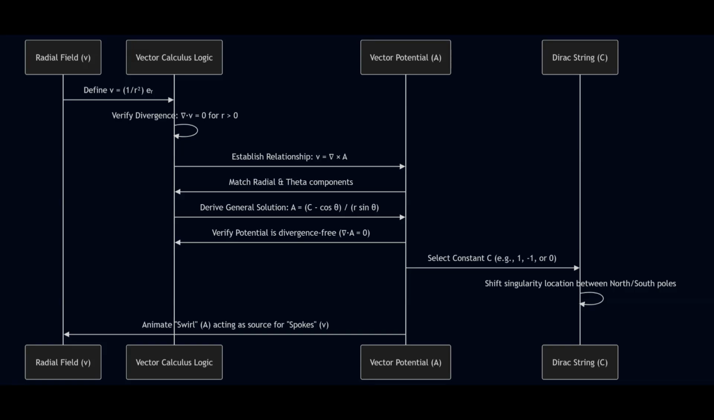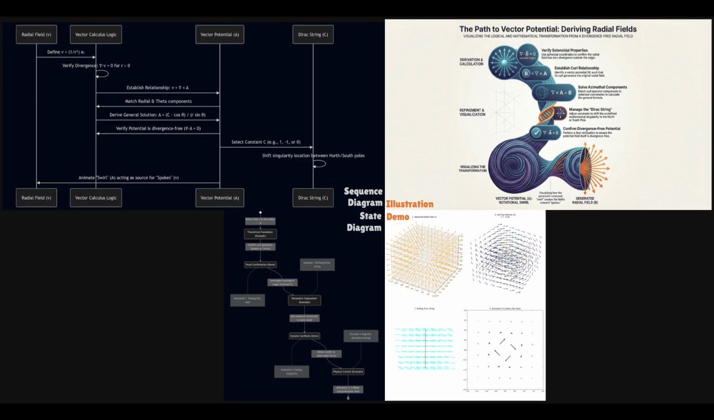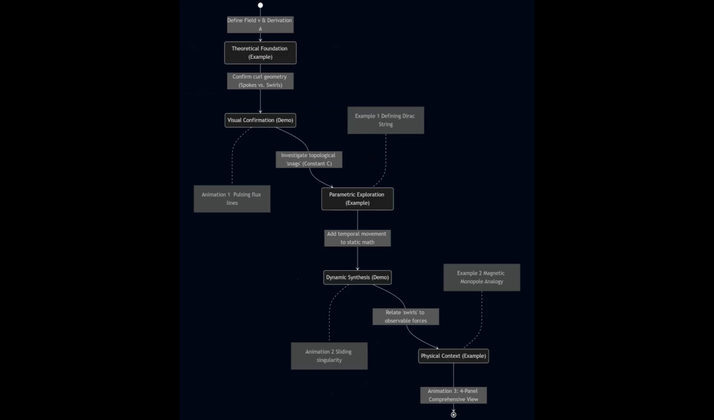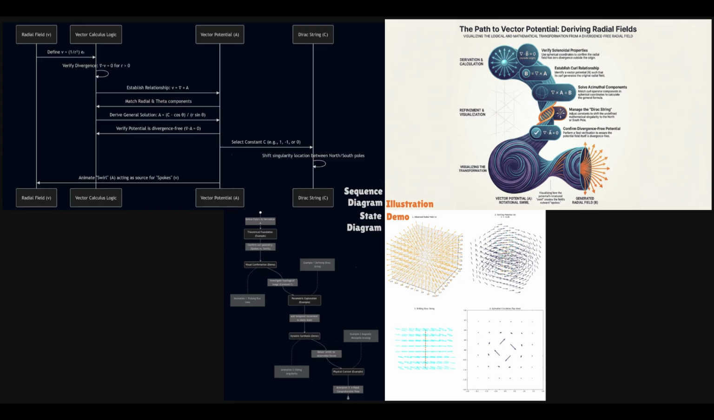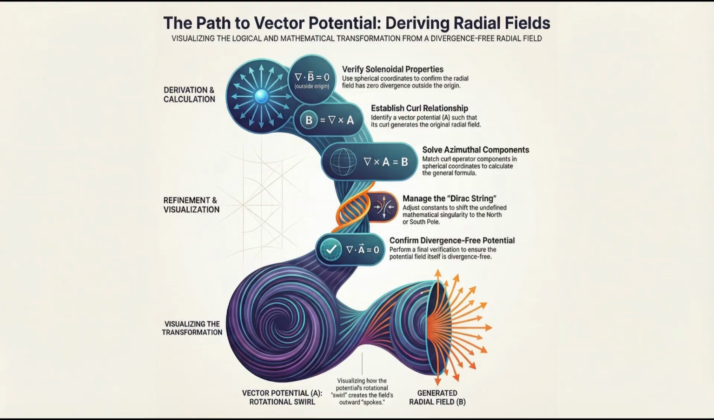It then establishes that this balanced flow must be the result of a hidden, rotating source. Finally, the derivation introduces a necessary mathematical snag or seam, a point where the description of the hidden field breaks down, and shows how this seam can be moved depending on how the math is configured.